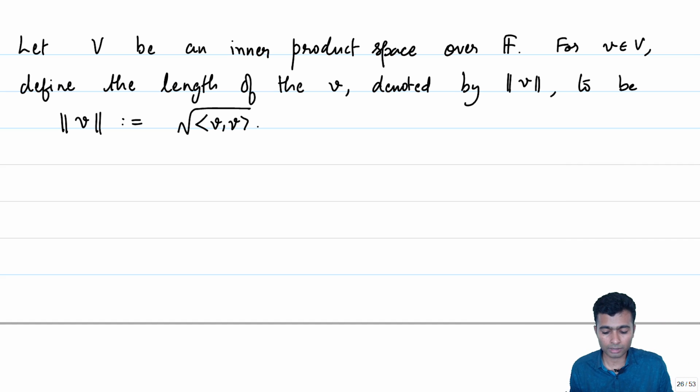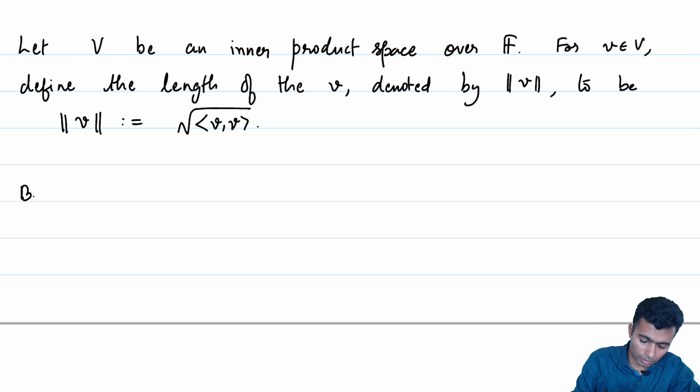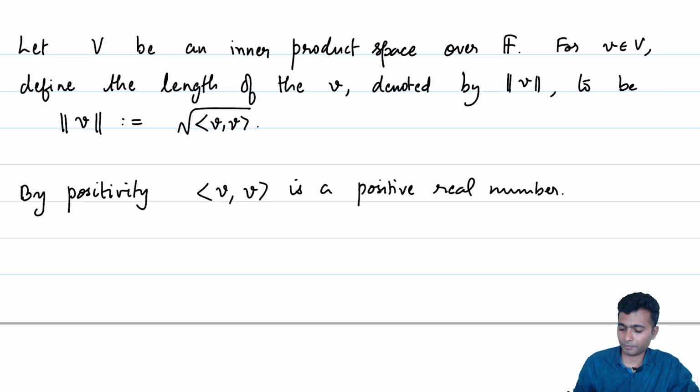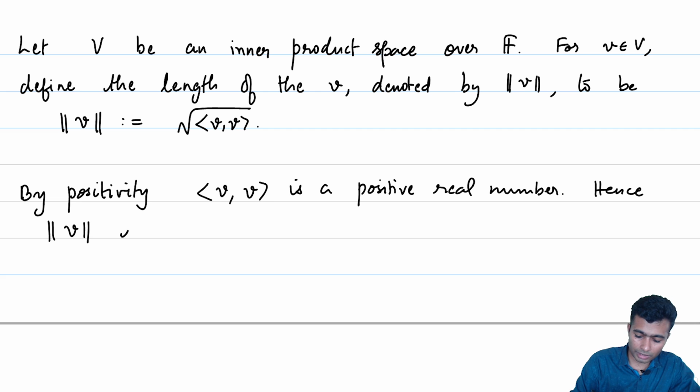So notice that by positivity, irrespective of whether we consider a real vector space or a complex vector space, the inner product of v with itself is a positive real number. Hence, the length of v is a positive real number, which is just the square root of a positive real number.